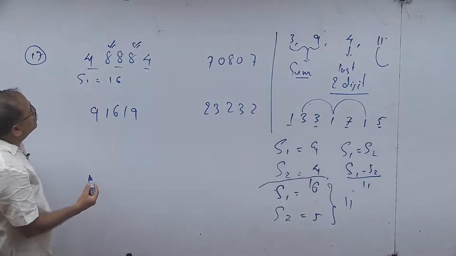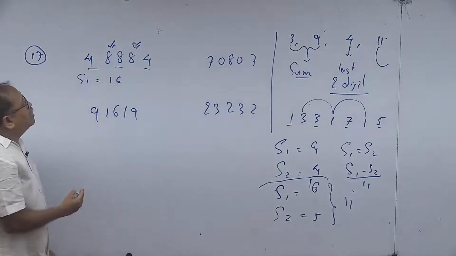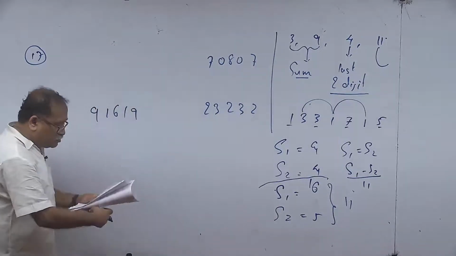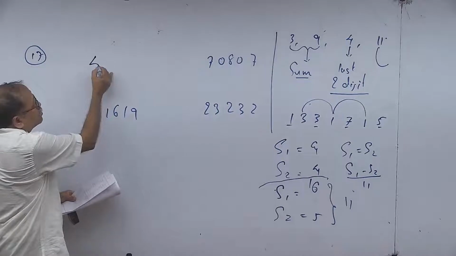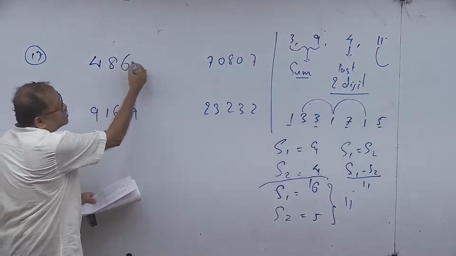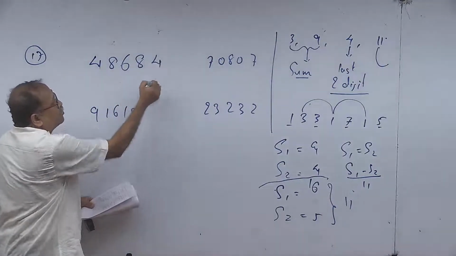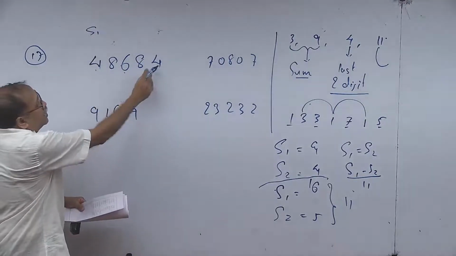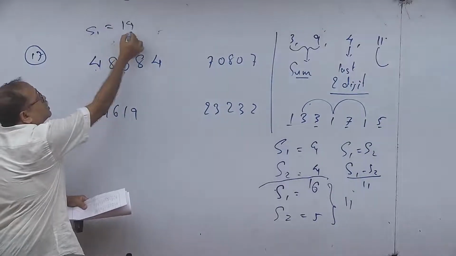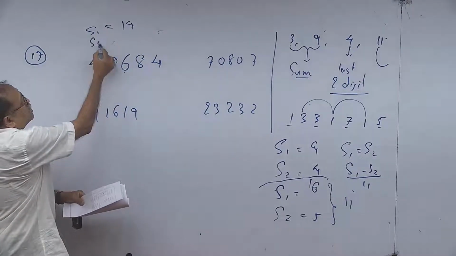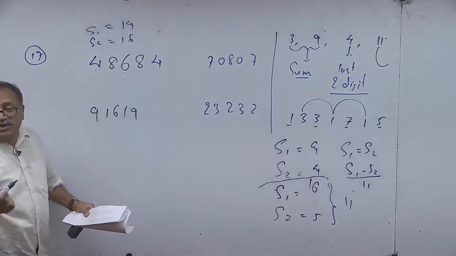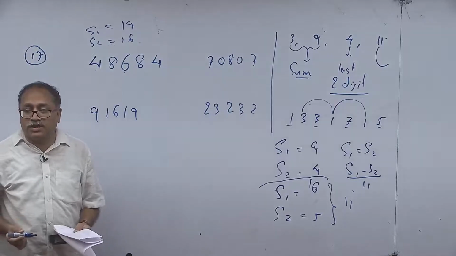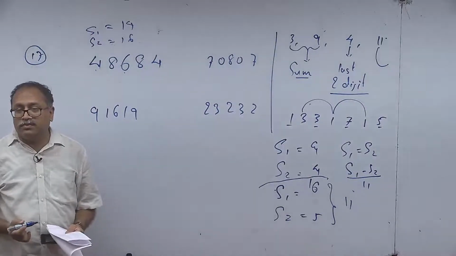One minute, let me correct this. What is that? 4, 8, 6, 8, 4. Let's check what S1 and S2 are. 4, 10 and 14. So I notice that S1 is 14 and S2 is 16. First, S1 is not equal to S2. Second, the difference is not divisible by 11. So this number is not divisible by 11.